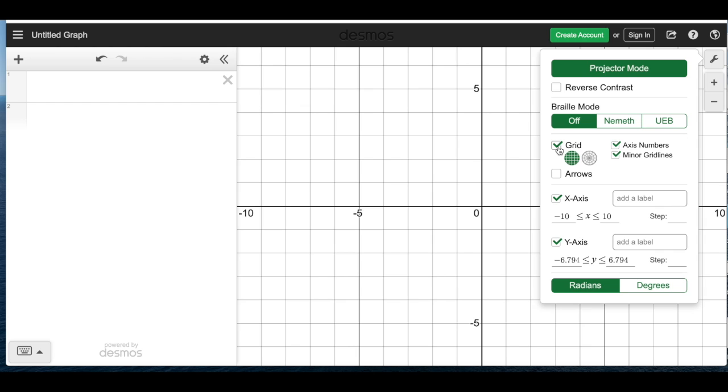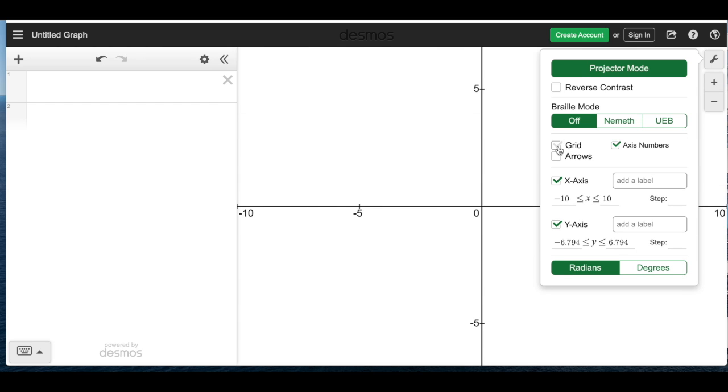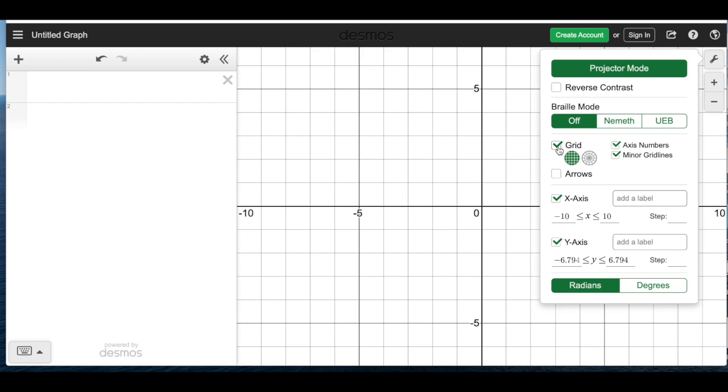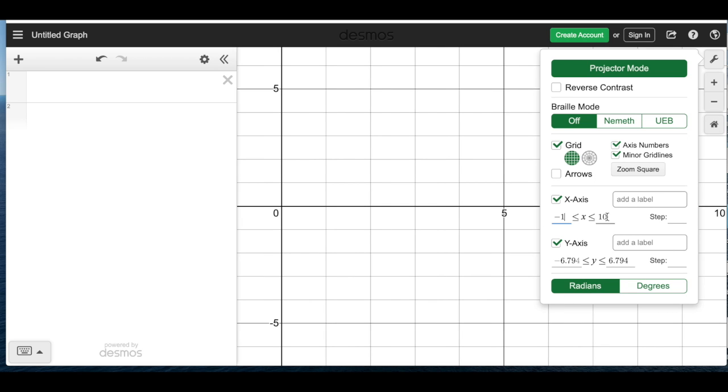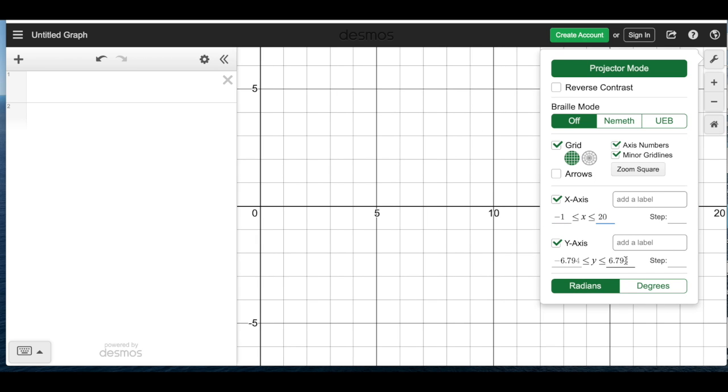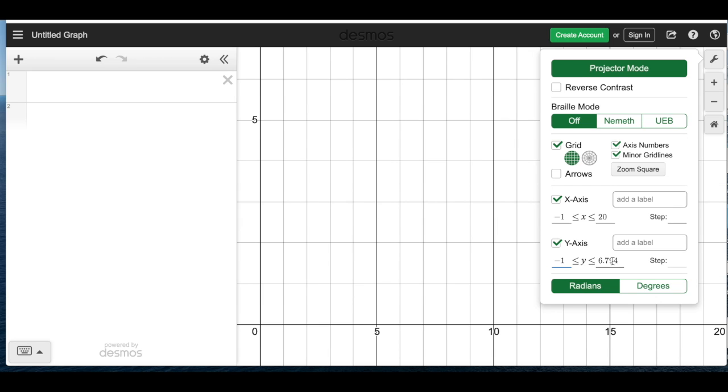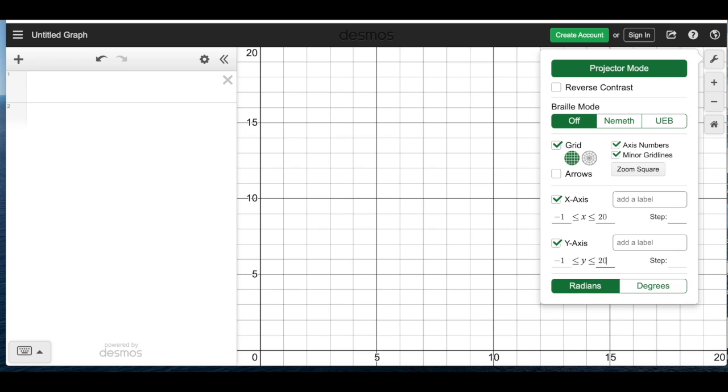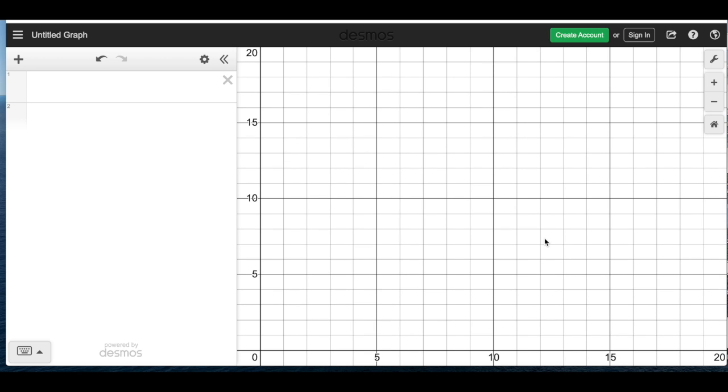I think it's good to draw it with the grid, and maybe at the end you take it away, and so all you see is your drawing. But totally up to you. You can also set your window. Remember, besides just zooming out or zooming in, if you want the x-axis to be from -1 to 20, to give yourself some room to work with, and you want your y-axis to be from -1 to 20, or whatever you want. But you have that there, and anytime you want to go back to the home, you can always do that, and it'll go back to the normal here.